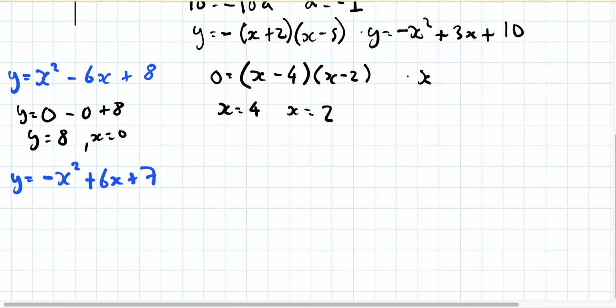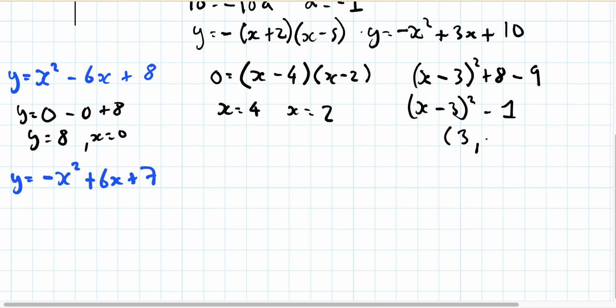So we've got (x minus 3) all squared plus 8 minus 9. So (x minus 3) squared minus 1. So my turning point here is going to be x is 3 and y is minus 1. Remember, when x minus 3 equals 0, that gives you the x value, and then just the y-intercept here.